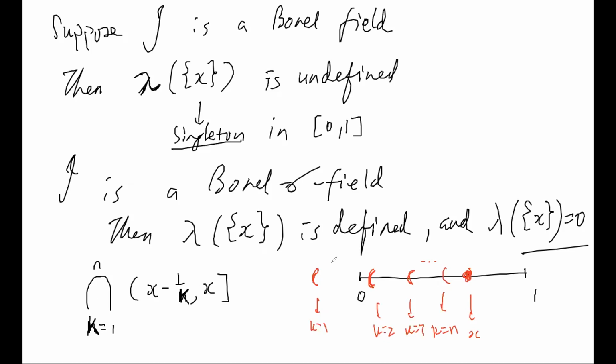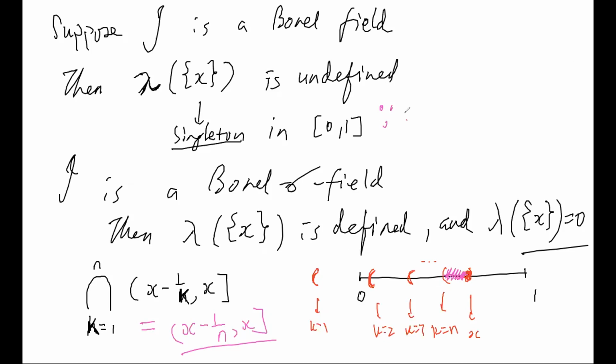If you take the intersection, it is very clear that the result is the smallest interval here. So definitely this is equal to x minus 1 over n, x, because all these other intervals are larger than it. The intersection is definitely this interval, the shortest one.